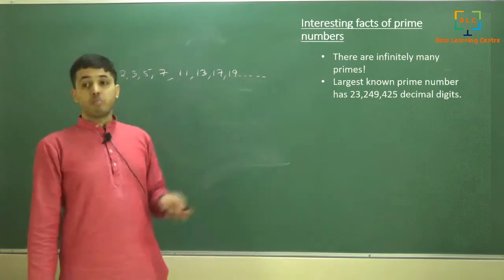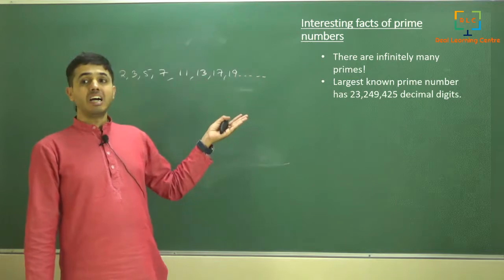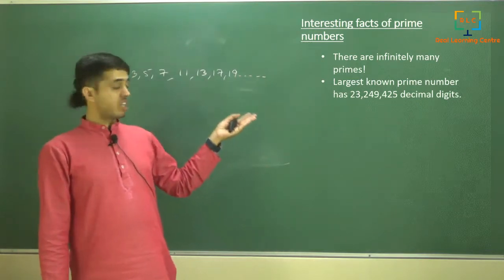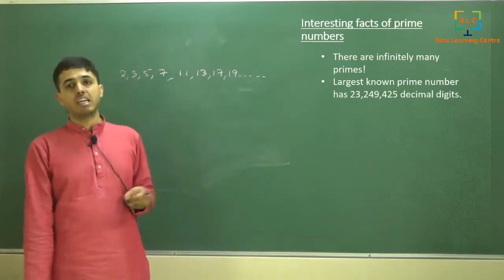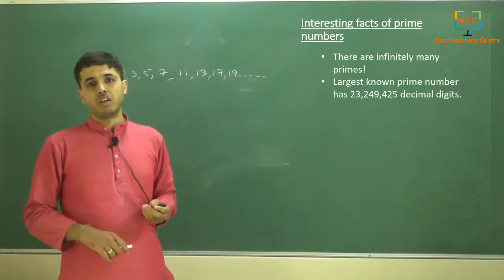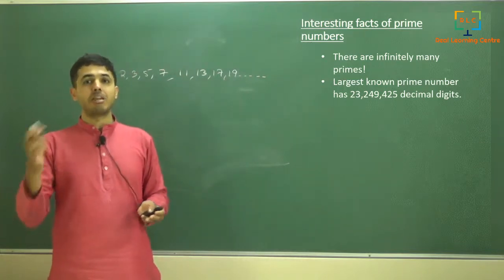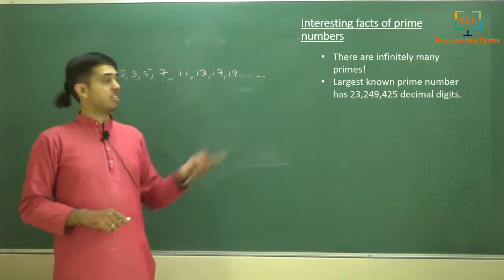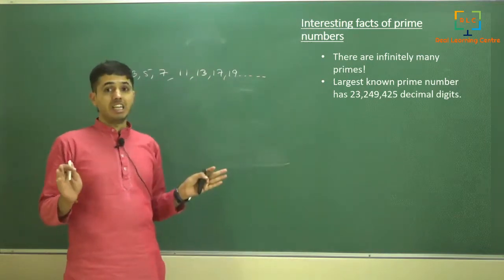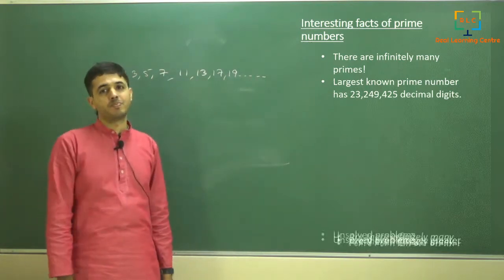And the largest known prime number has about 23,249,425 decimal digits. Such a huge number. And people who discovered such huge numbers earned in millions. So this is the largest known prime number. I mean, this is not the number, this is the number of digits in that largest known prime number.